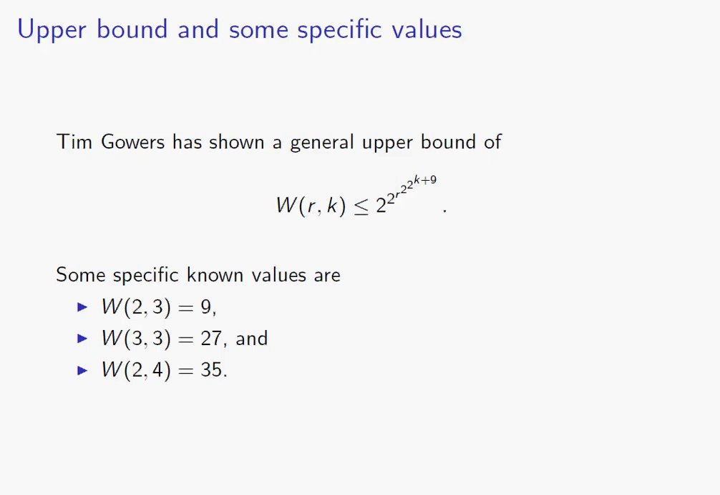If instead we have 2 colors and we're looking for 4 APs, then w of 2, 4 in that case is 35.